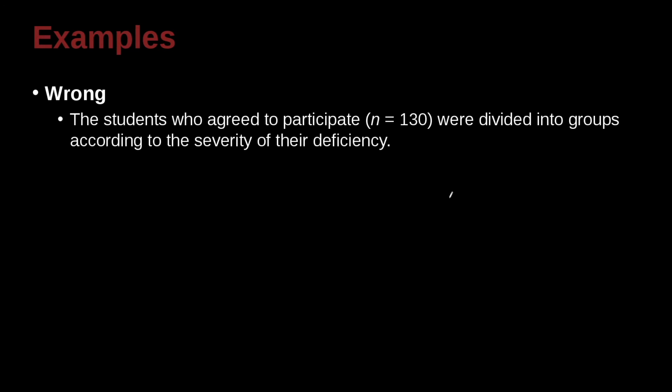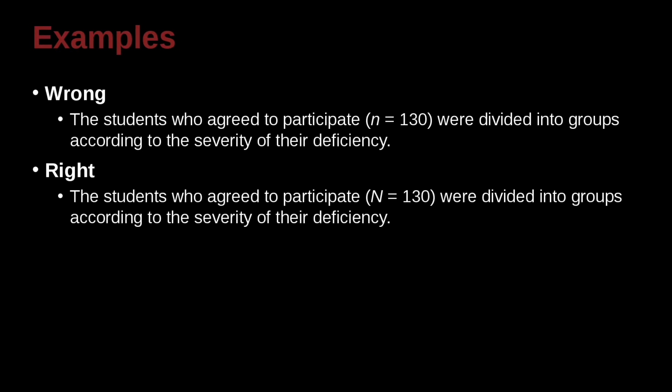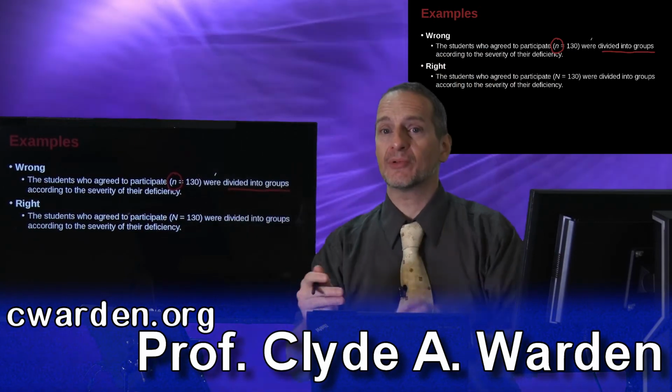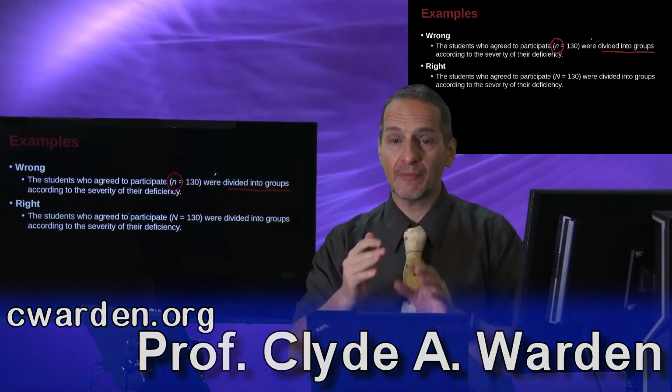The students who agreed to participate, n equals 130, were divided into groups according to the severity of their deficiency. And here, of course, this must be wrong, because here we have a small n, but here we say they're divided into groups. So we start with 130, then we divide them into groups. But that's not possible because big N, capital N, is the total sample. Small n is the subsample.